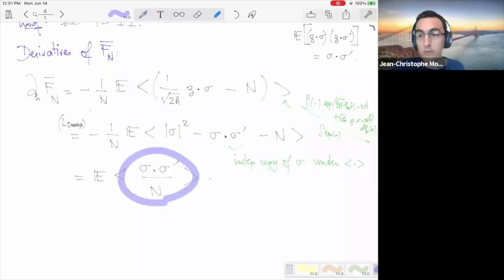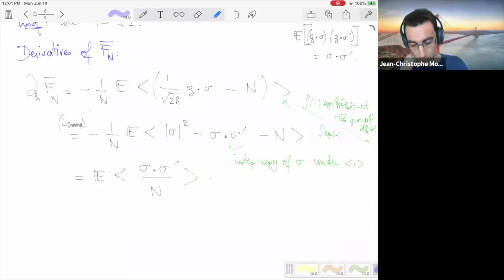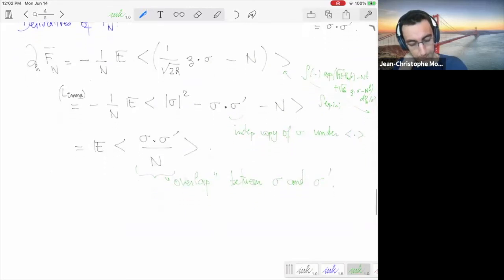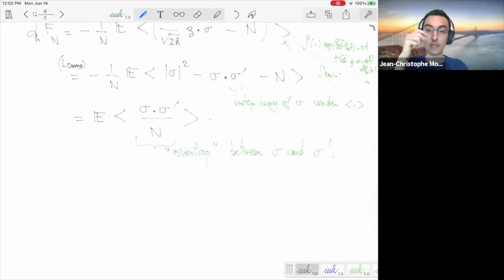Here we have the first occurrence of an object that is often called the overlap between two replicas, if we want to use the language. So overlap means scalar product. Replicas mean these two independent copies under the Gibbs measure, sigma and sigma prime. Let me just indicate it, because sometimes I may use this language. We can call this the overlap between sigma and sigma prime. So that's the derivative in h.